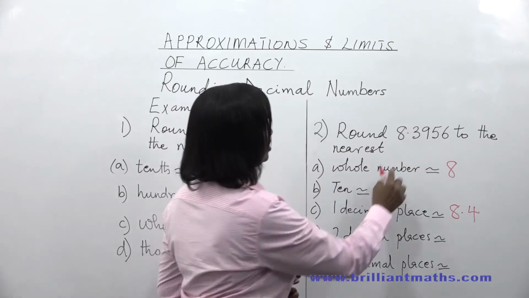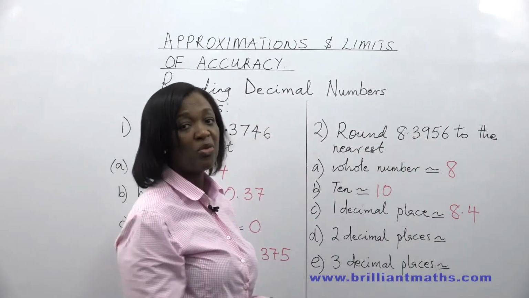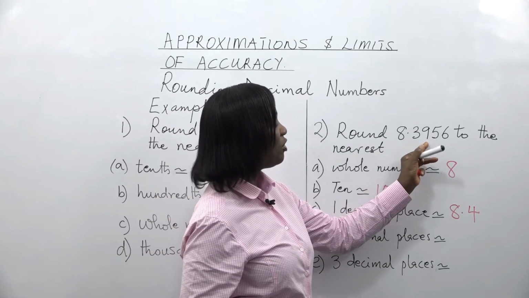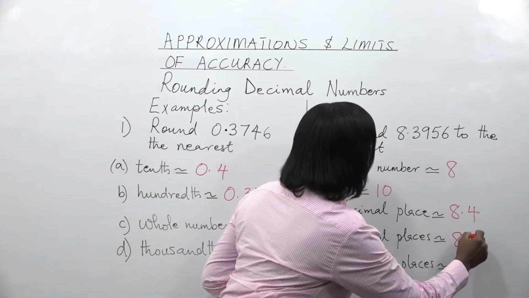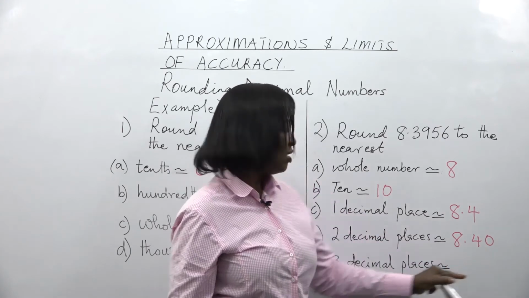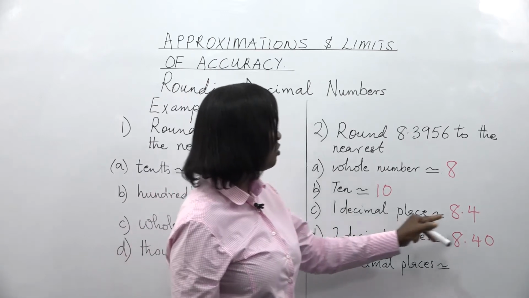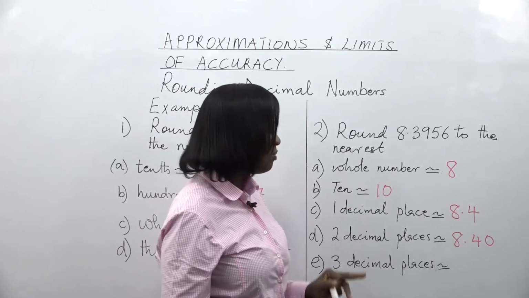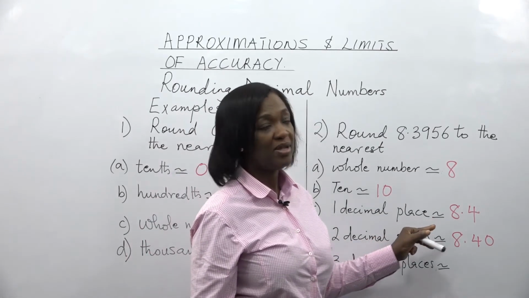To 2 decimal places. 9 is in the second decimal place, and 5 is the next digit. So we add 1 to the 9 to round up, and then that becomes a 0, and we have 4. So the answer is 8.40. This 0 is significant. You must write it because we want to write 2 numbers after the decimal point. If you write anything else here, your answer will be wrong. That's why it says 1 decimal place.